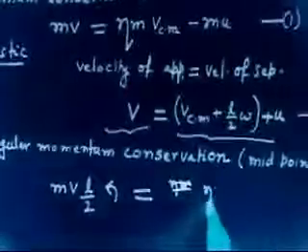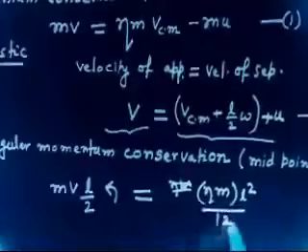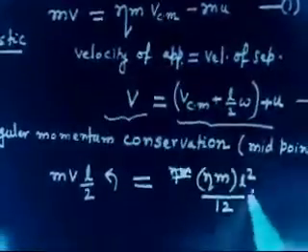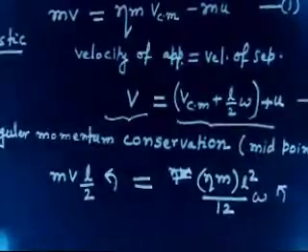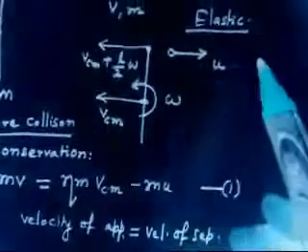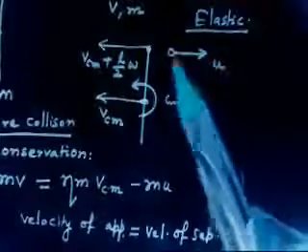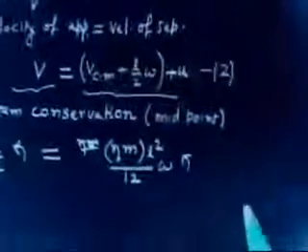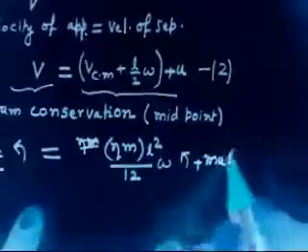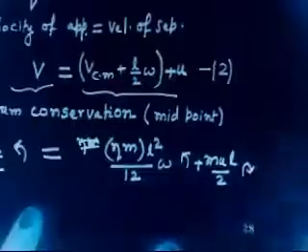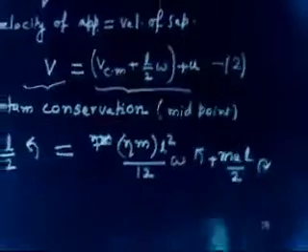So let me write eta m l square by 12, I into omega. This is the angular momentum, again in this direction. But now this ball is moving in this direction, so this will also have angular momentum mvr, so m into u into L by 2, but this is going this side, so this will have this direction. So I will have plus m u L by 2. Now if I plug the sign, let us say this is positive, so this will become negative.